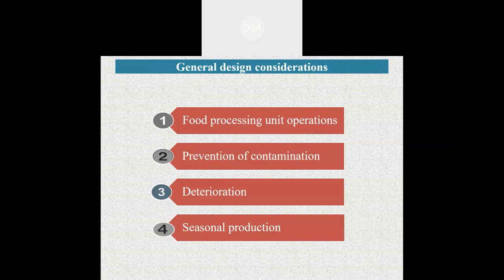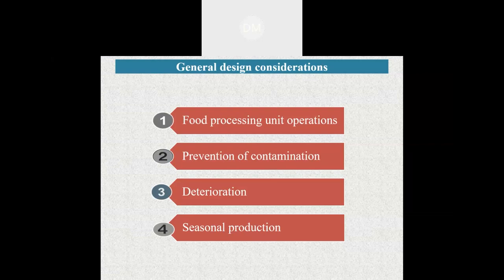Okay, then seasonal production. So many fruits and vegetables are available only 2 to 3 months. So food plants have to be sized to accommodate peak season flows. For example, some mango processing point. So mango processing, availability of mango only 3 to 4 months. So minimum time and maximum production. And mango is also a perishable type of fruit.